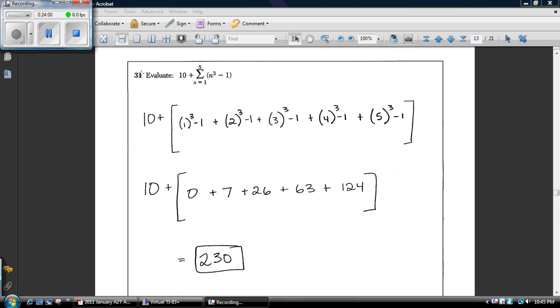All right, 31. This is a sequence and series type problem. Here's what you do. You see this symbol right here? It means add up. Starting at 1, sub into this equation. 1, and go all the way up to this number. 2, 3, 4, 5. Add all of these together, and then whatever else is out here, 10, 230.